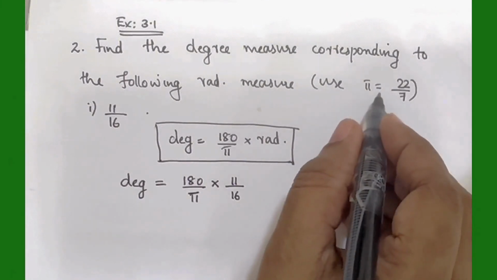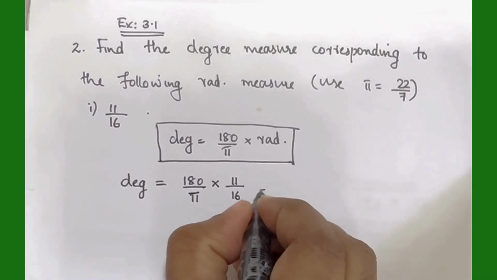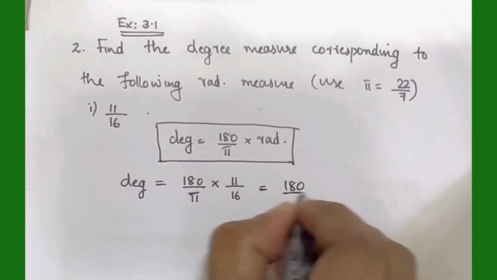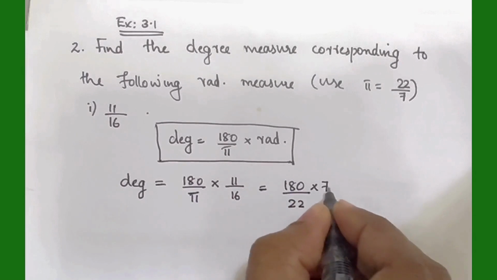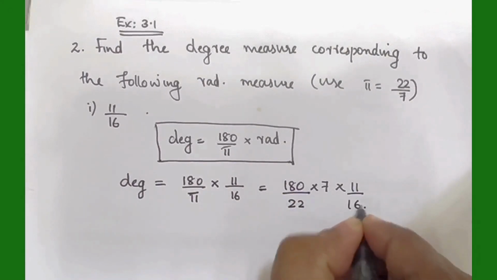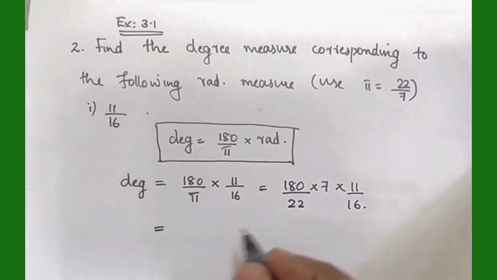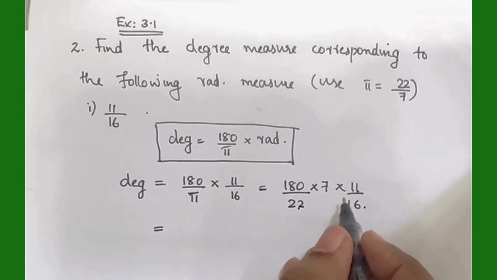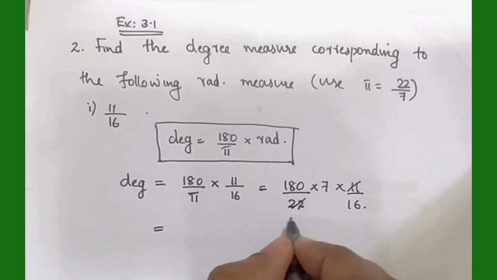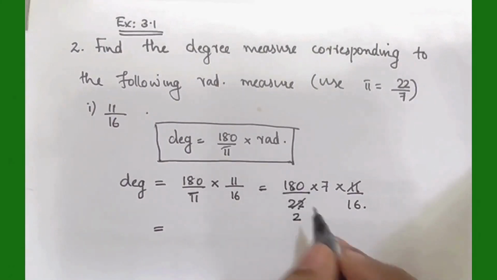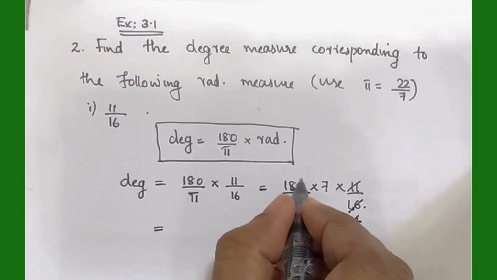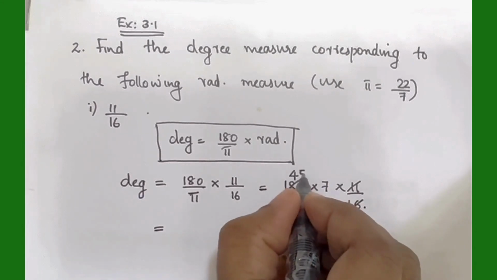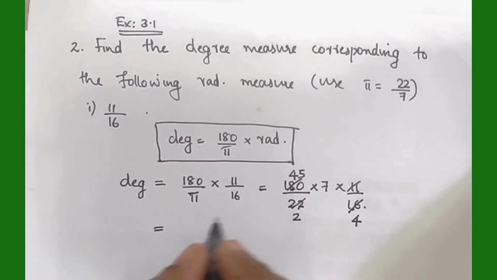In the question it is given to use pi equal to 22 by 7. So substitute 22 by 7. 180 divided by 22 by 7 means it goes to the numerator: into 7 into 11 by 16. 22 and 11 cancel, 11 into 2 times. Then 180 and 16 we can divide by 4. 16 divided by 4 is 4, and 180 divided by 4 is 45.